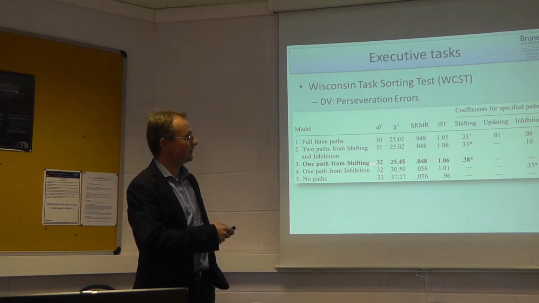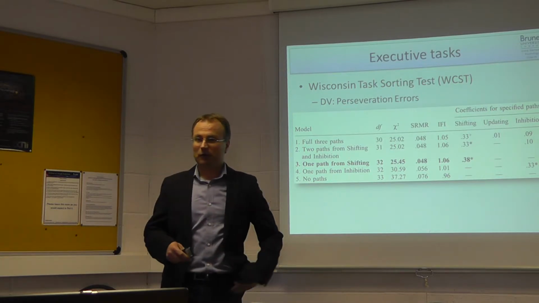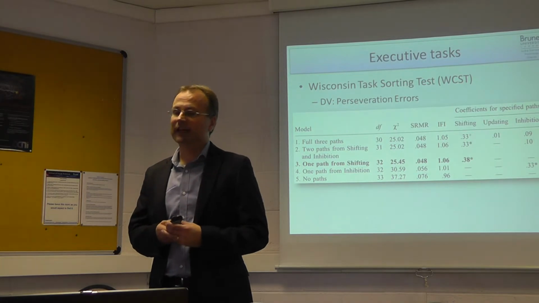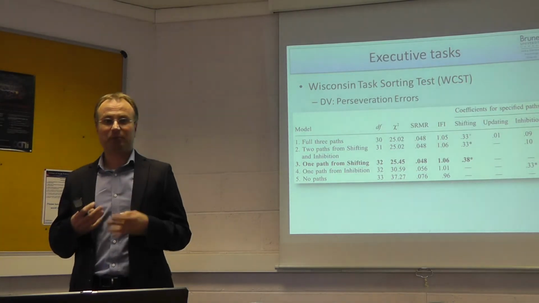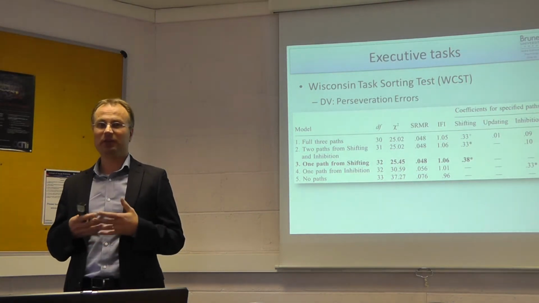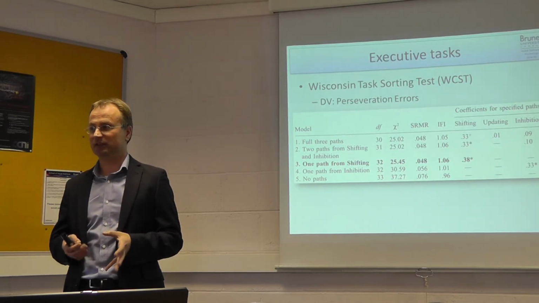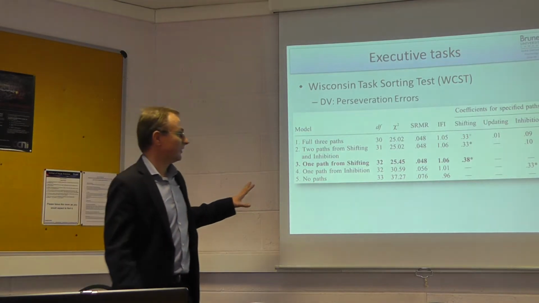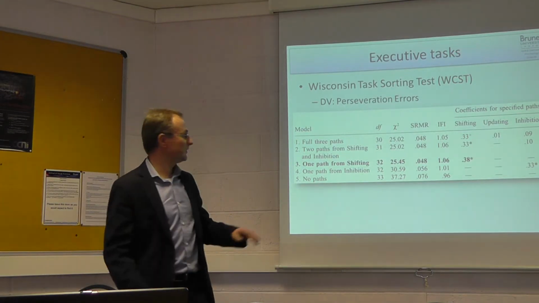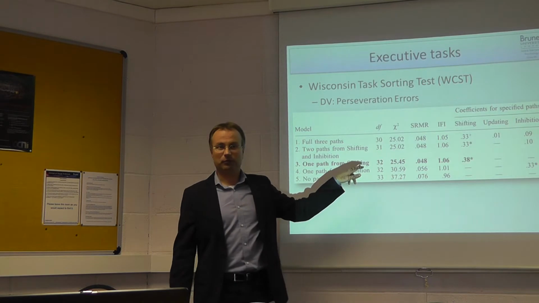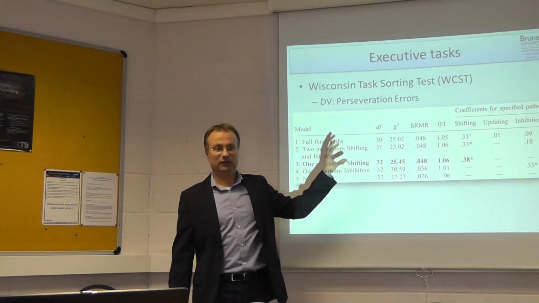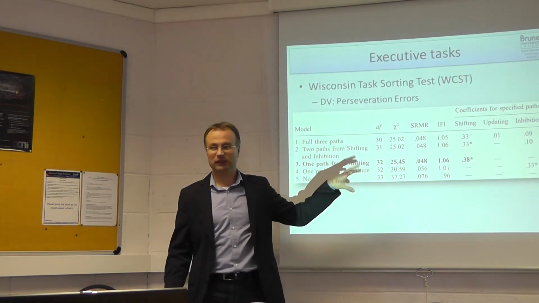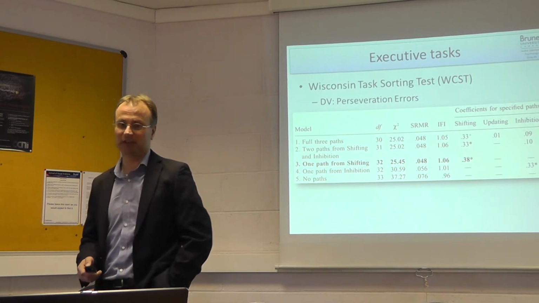And so they decided for that model that this best describes it. So what does it mean? It means that when you want to explain performance in the Wisconsin card sorting test based on all the data which have been collected, the best, most efficient way to do it is to take the shifting performance, the latent variable shifting, as a predictor of Wisconsin card sorting test.